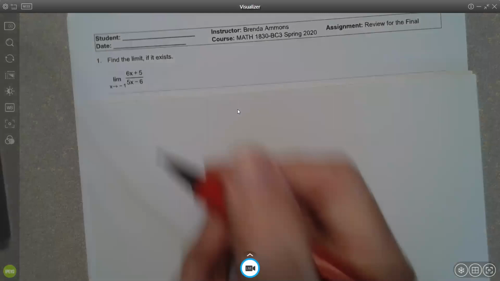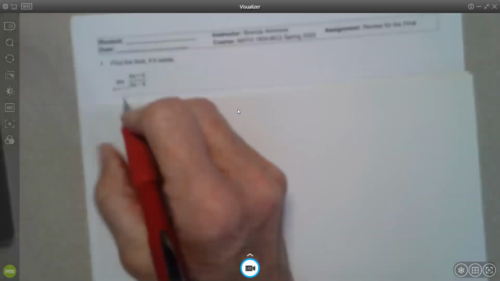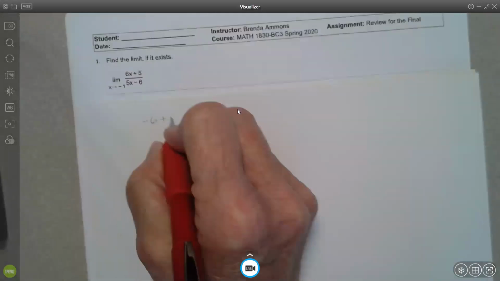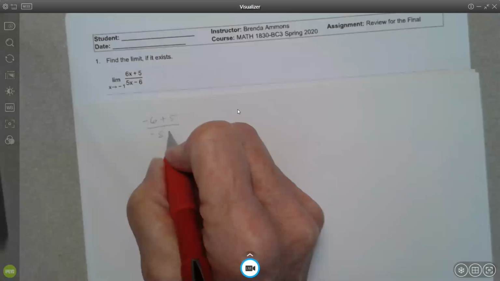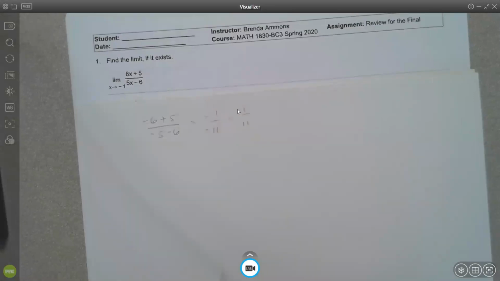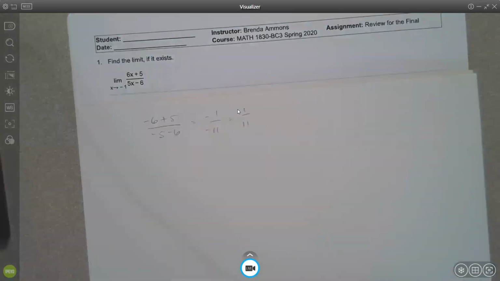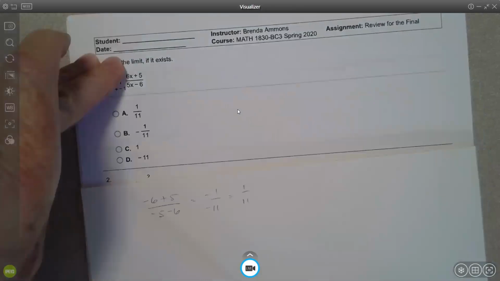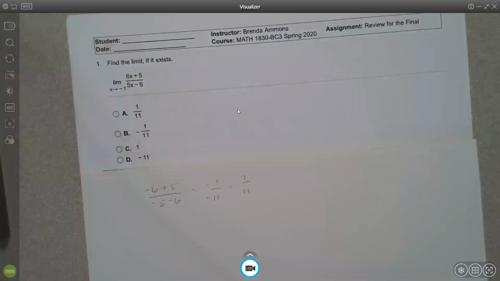So if I put in -1, that would give me a -6 plus 5. A -1 there would give me a -5 minus 6. So it looks like I'd be looking for 1/11. So I would go with A on this one. Now, those were not the ones that gave you all problems. The ones that gave you problems was something like the next one.